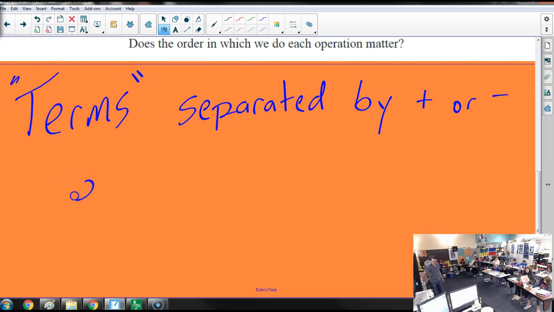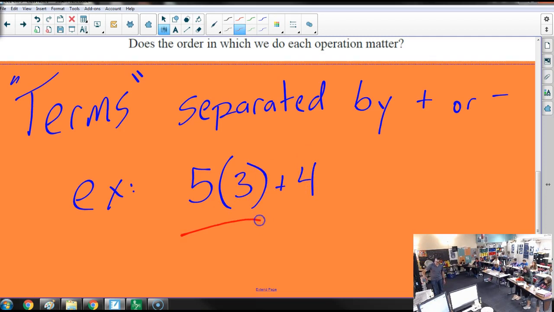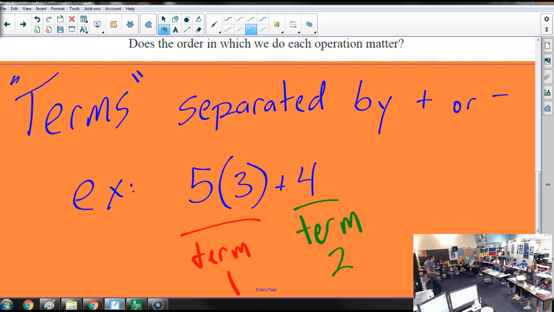So for example, 5 times 3 plus 4. This is term 1, and this is a second term, term 2. There are only 2 terms, even though there are 3 numbers. 5 times 3 is 1 term together. That's the biggest thing people goof up in this chapter. That is the thing that I'm trying to teach very differently than I used to. Terms are separated by addition or subtraction.